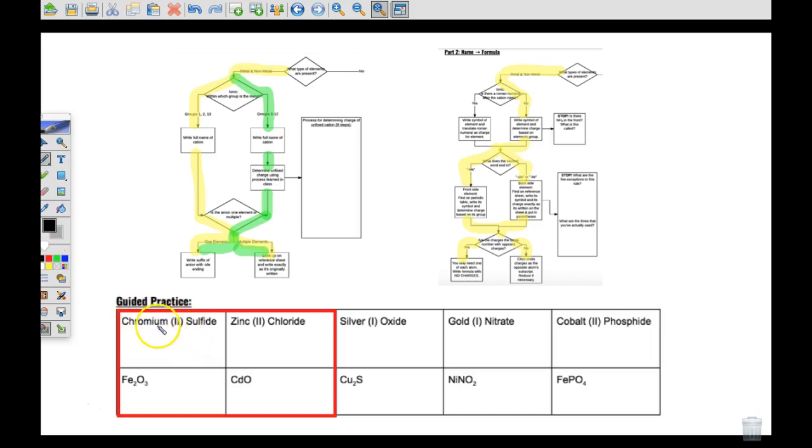So looking at chromium(II) sulfide, the symbol for chromium is Cr, and this Roman numeral 2 means I have a +2 charge. Sulfide stands for sulfur, and that's in a family with a defined oxidation number, so it has a charge of -2. Because these are the same number with opposite charges, I'm going to leave this alone, so my formula is CrS.